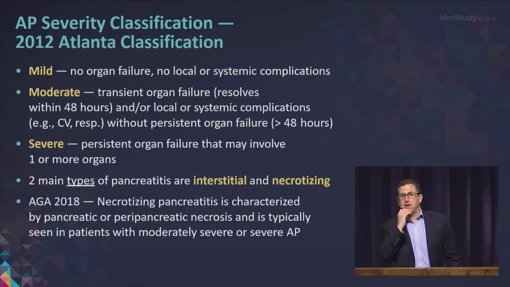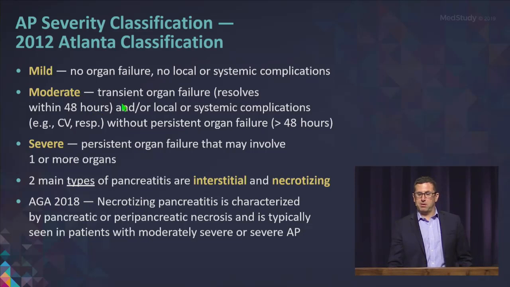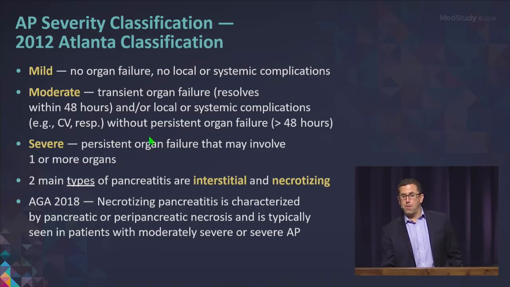When we're talking about the severity of pancreatitis, there's something called the Atlanta classification. It's divided into mild, moderate, and severe. Mild is no organ failure and no local or systemic complications. Moderate means that there's transient organ failure that resolves within 48 hours and/or local or systemic complications, for example, cardiac or respiratory complications, but no persistent organ failure. Okay, that's the key.